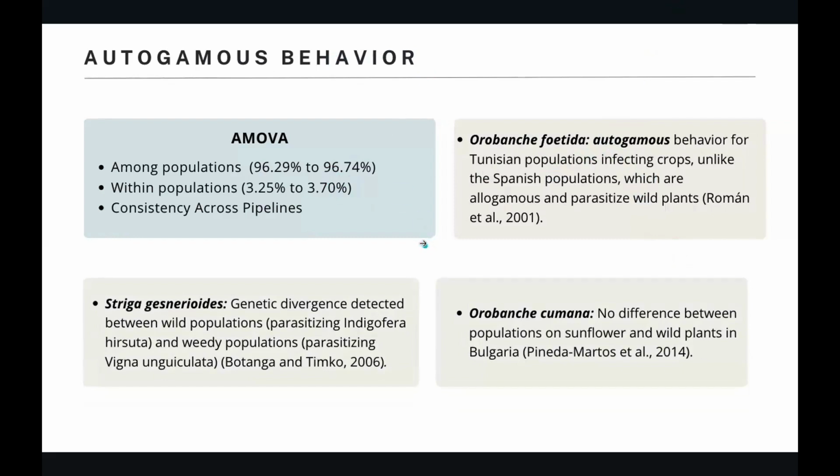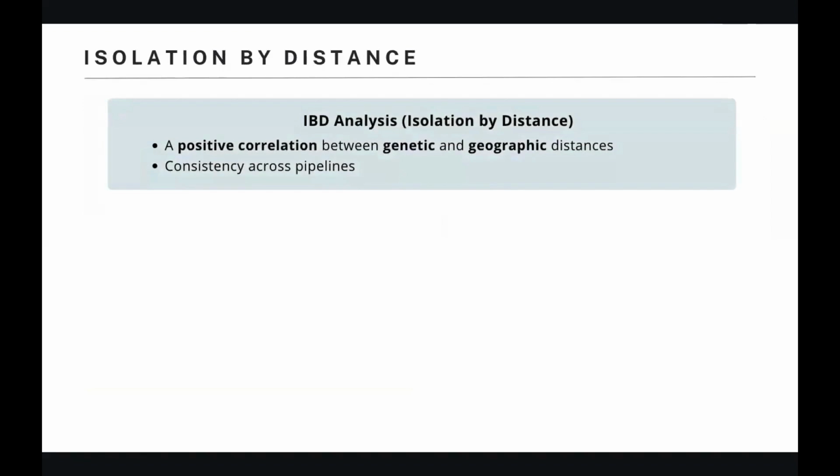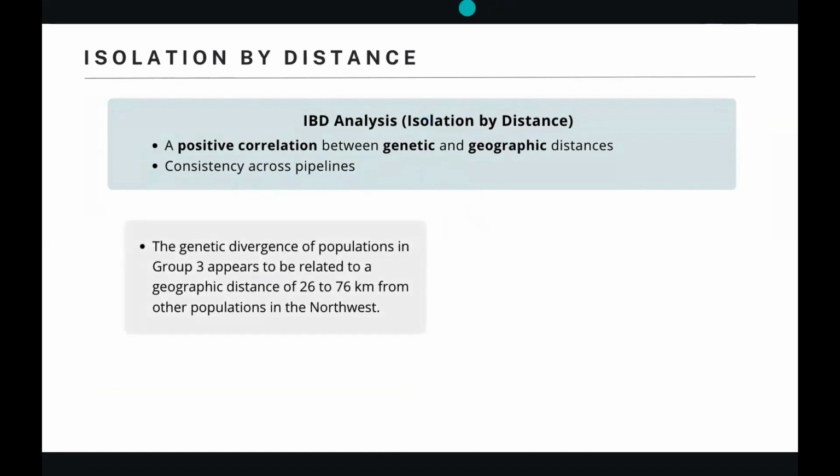To further investigate the origin of the observed genetic differentiation, we performed an isolation by distance analysis, which revealed a positive correlation between the genetic and geographic distance. This pattern was consistent with all three pipelines: PyRAD, Stacks, and Unique. In fact, the genetic difference of population 3 appears to be linked to their geographic separation, with distances ranging from 26 to 76 kilometers from other populations in the northwest.